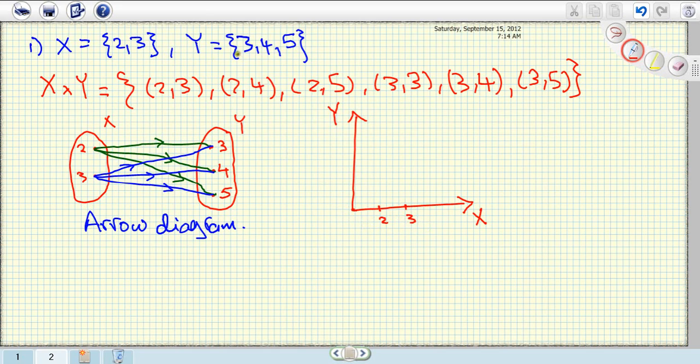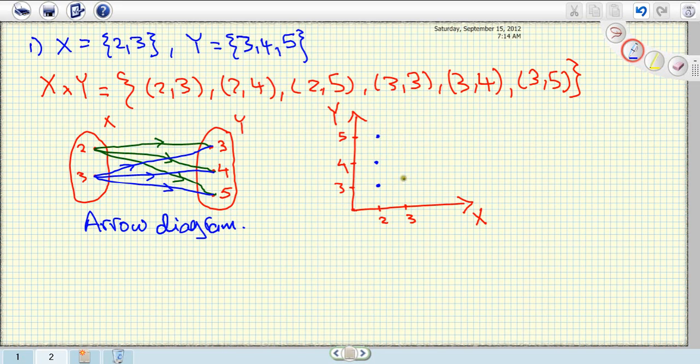And also for y, I'm gonna put 3, 4, and 5 in equal distances. Here is 3, and I move another equal distance, I put 4, and here is 5. Okay. The first ordered pair here is 2 and 3, so I'm gonna put a small point which refers to the ordered pair 2 and 3. The second ordered pair is 2 and 4, I'm gonna put another point for 2 and 4. The third ordered pair is 2 and 5, so this is 2 and 5.